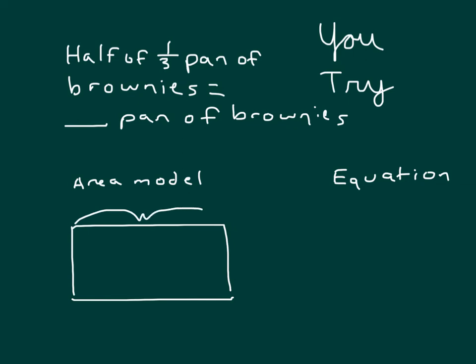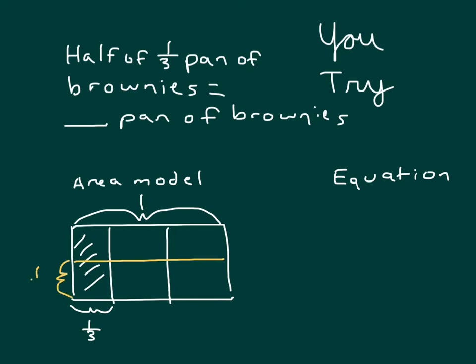So here we have our area model. The whole thing is 1. We're looking at 1/2 of 1/3 of a pan of brownies. So we will start with 1/3 of the pan of brownies. We have divided that into 3 parts for 1/3, and we're only looking at 1/3 there. Then we are using a horizontal line to divide it into half, because we're only looking at 1/2 of that 1/3. Which means that this little shaded area now represents 1 out of those 6 parts.